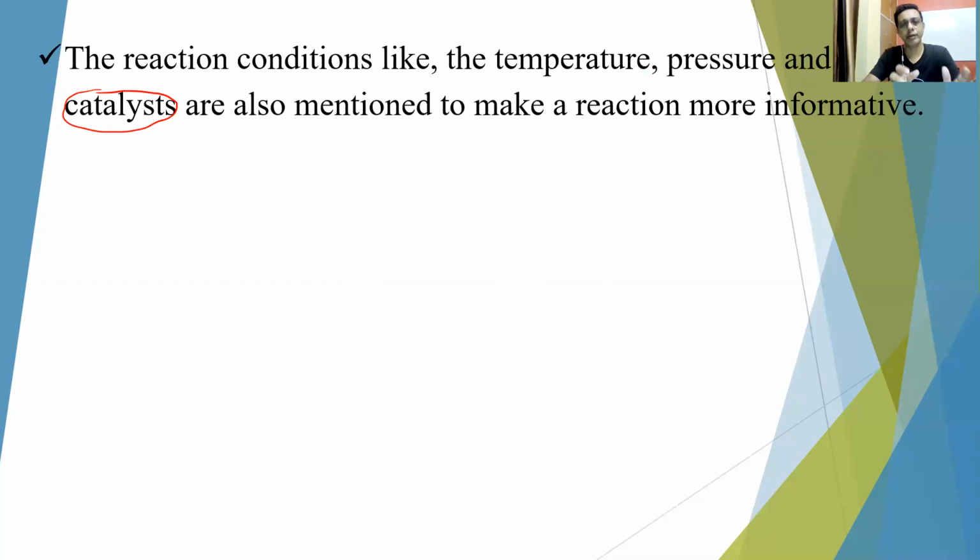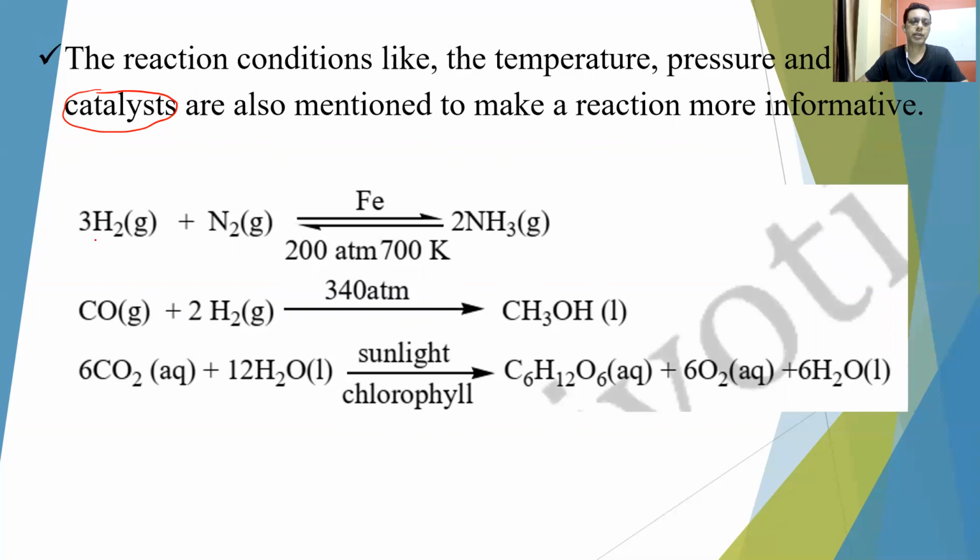It takes part in the reaction, but after the reaction you will get the catalyst in the same amount and the same form. That means during the reaction, the catalyst does not undergo any change. So no change in physical state, no change in chemical state, and no change in the amount of the catalyst takes place during the reaction. Like in the reaction between hydrogen and nitrogen to produce ammonia, iron is taken as a catalyst, and this reaction occurs at 200 atmosphere pressure and around 700 Kelvin temperature.